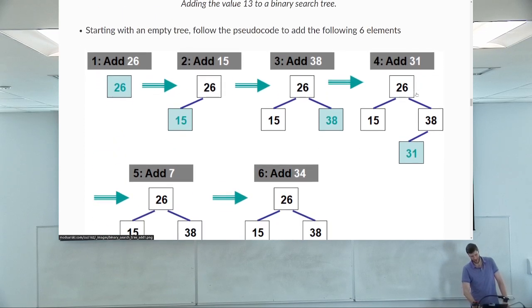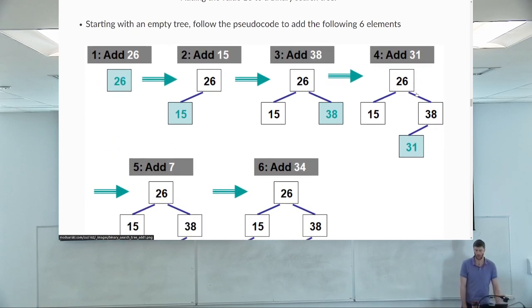So here's an example of adding a bunch of numbers, starting with an empty tree. If we add 26, boom, it's the root of the tree. Then we add 15, well, it must go to the left, and there's nothing there, so put it there. Add 38, must go to the right, nothing there, put it there. 31, well, must go to the right, then to the left, and so on. So this is how a tree would be built by adding the elements.